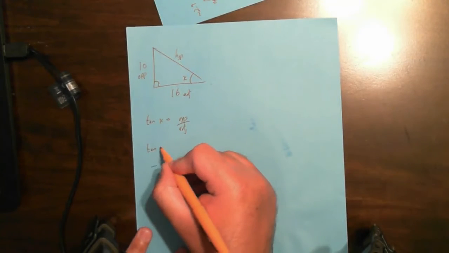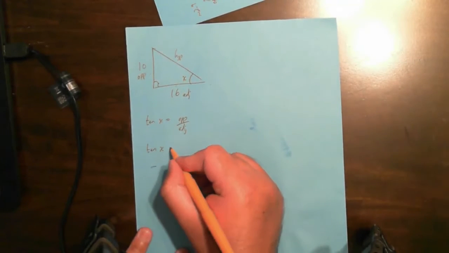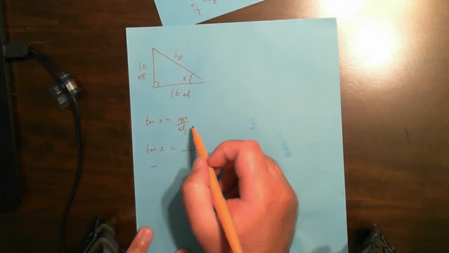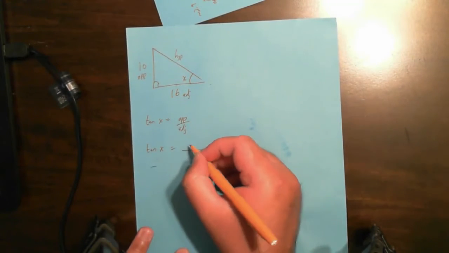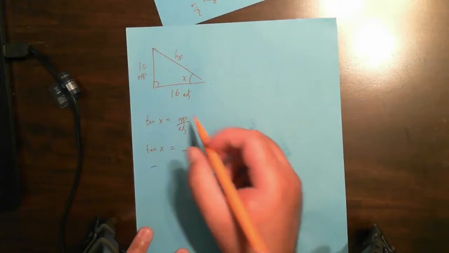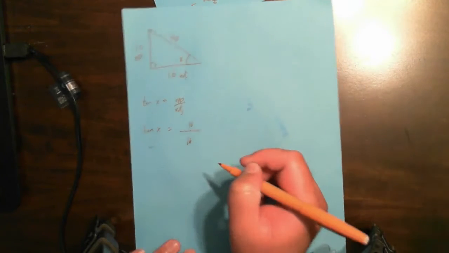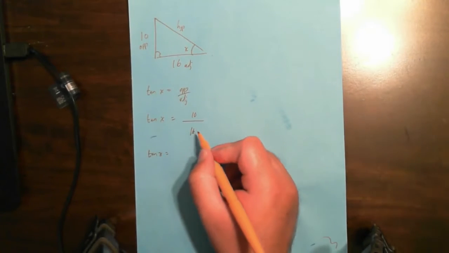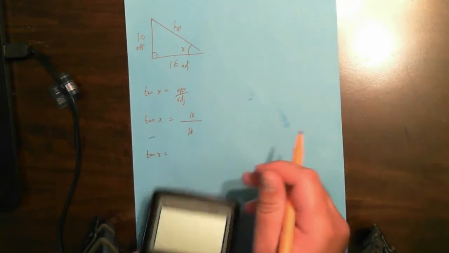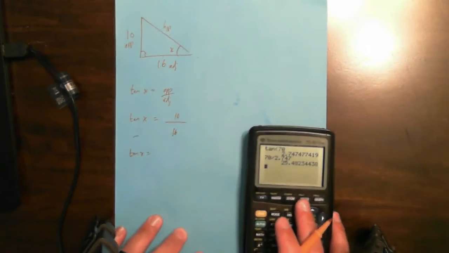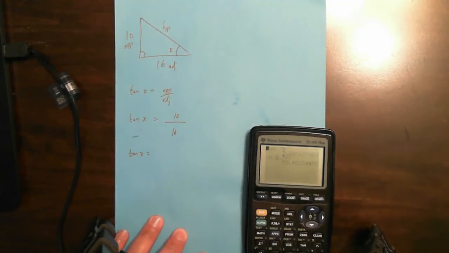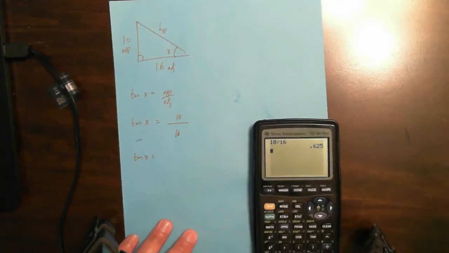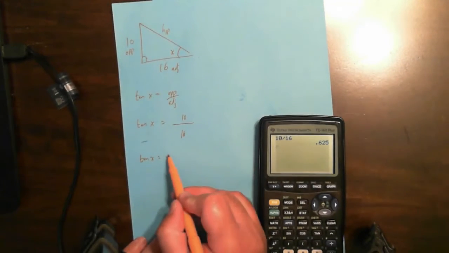So since I don't know what the angle is in this case, I'll just leave that as tan x equals opposite over adjacent. So my opposite side length is 10, and my adjacent side length is 16. Okay. So now what I can do is take 10 and divide it by 16 on my calculator. That's pretty straightforward to do. So I would just clear that stuff, take 10 divided by 16, and that gives me 0.625.